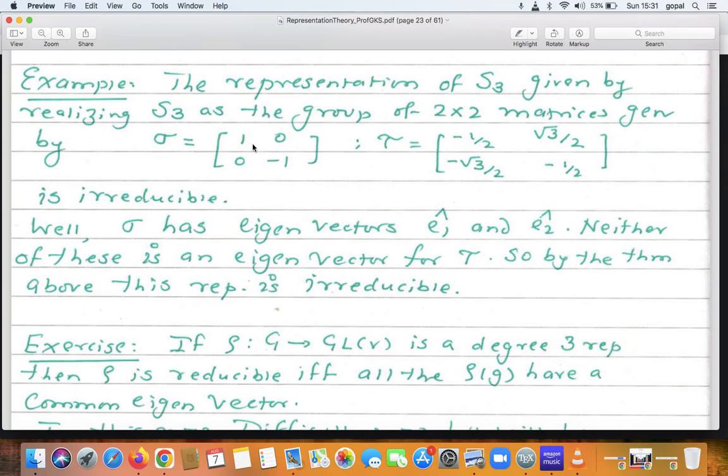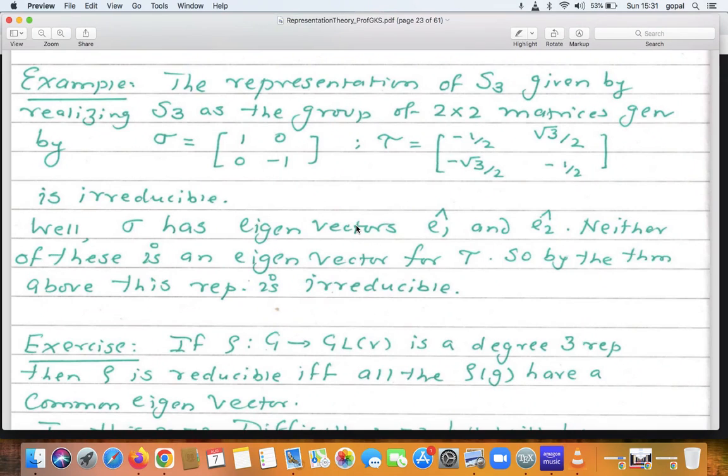The question is that there's a degree 2 representation. So for a degree 2 representation, to understand whether it is irreducible or reducible, I just want to find out whether the matrices have a common eigenvector or not. We can immediately see that these two matrices do not have a common eigenvector. Why? Because what are the eigenvectors of the first one? e1 cap, e2 cap. Neither e1 cap nor e2 cap is an eigenvector for the second one. So that's it. These matrices do not have a common eigenvector. Therefore, this representation is irreducible.